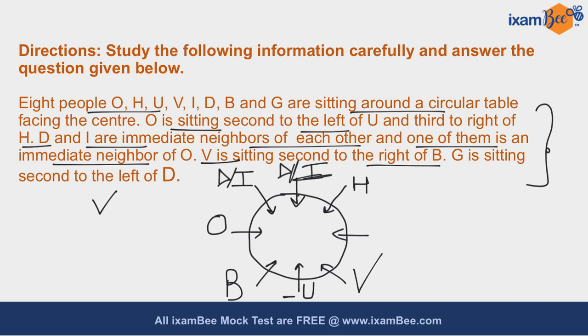Now in the last statement it is given to you that G is sitting second to the left of D. So you have to consider D over here. In that case you can only place G sitting second to the left of D. So your D sits over here and I sits over here and you can cross I and D from here. So this is your final arrangement. Basis on this arrangement, let's answer some questions.